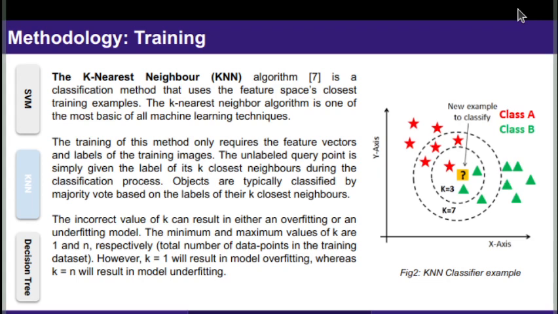Like if the k is between 1 and n. However, when k is equal to 1, the model will overfit. If the k is equal to n, it will underfit.